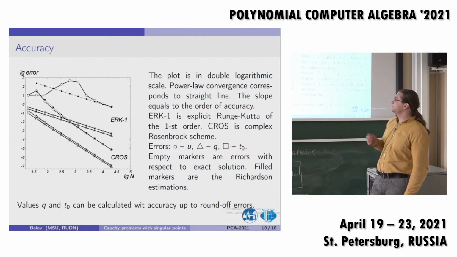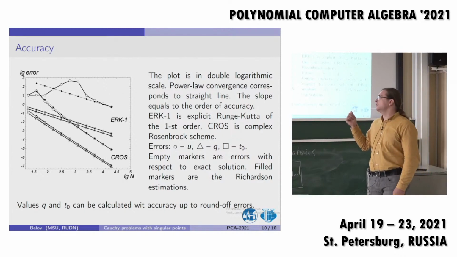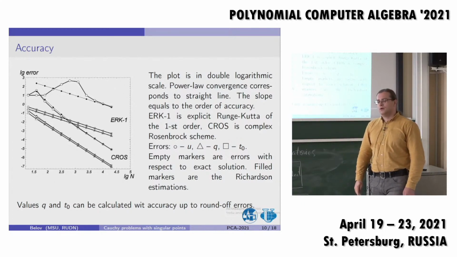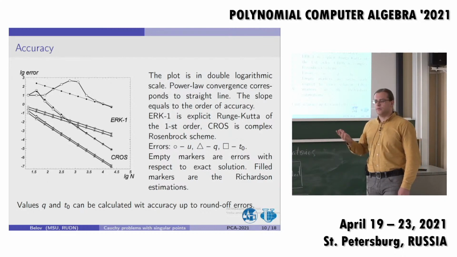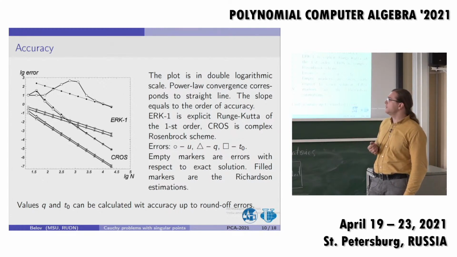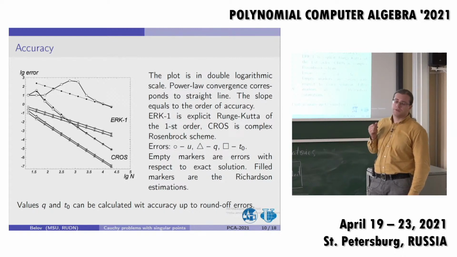Also, if we perform mesh thickening further, we can obtain errors up to the round-off error background. So we can calculate T0 and Q with accuracy up to computer round-off errors. For comparison, the calculation with the explicit Runge-Kutta scheme is presented, and the transition to the R+ argument allows us to employ even the simplest finite difference scheme for such a problem.